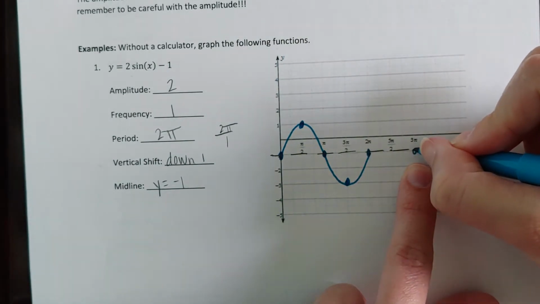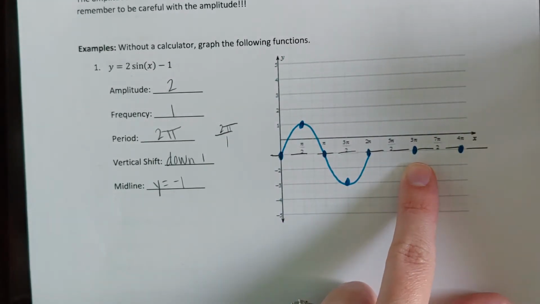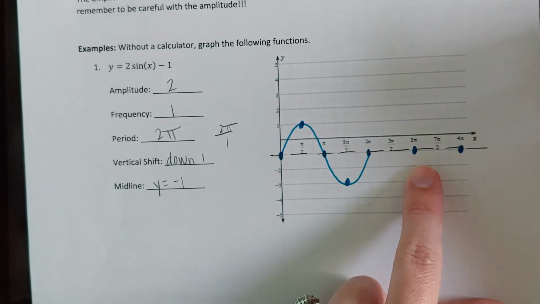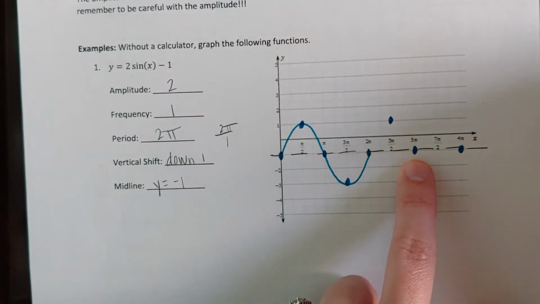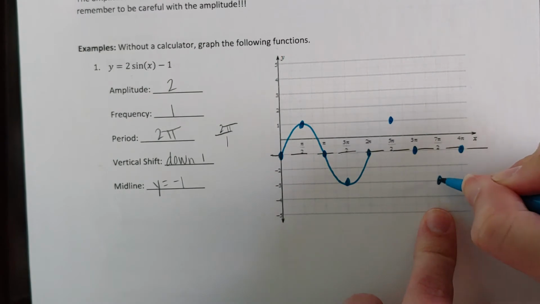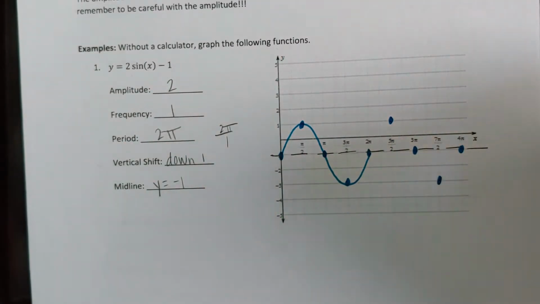In the very center, it's going to cross its midline. In between the beginning and the middle, it's going to be up at its high point. In between the middle and the end, it's going to be down at its low point. Once you have 1, everything else is just kind of based on that.